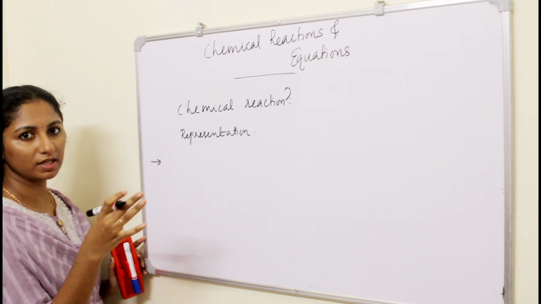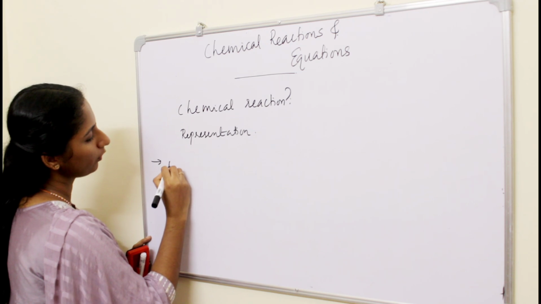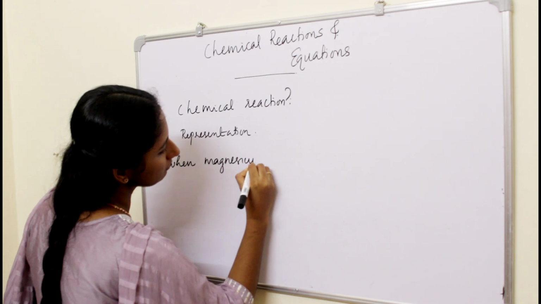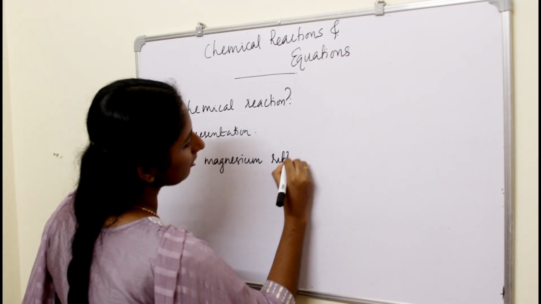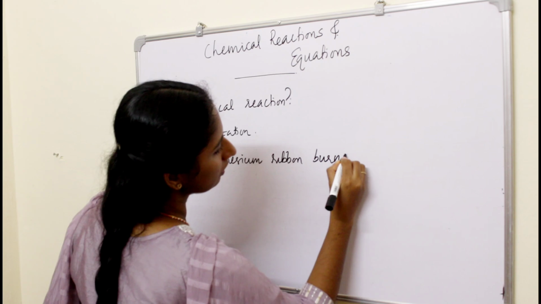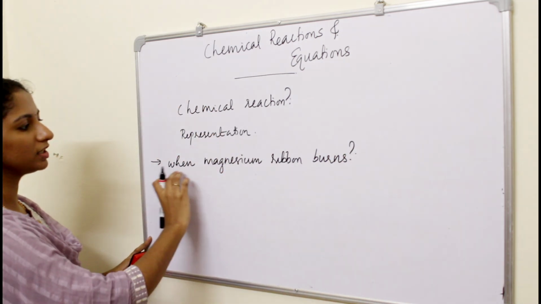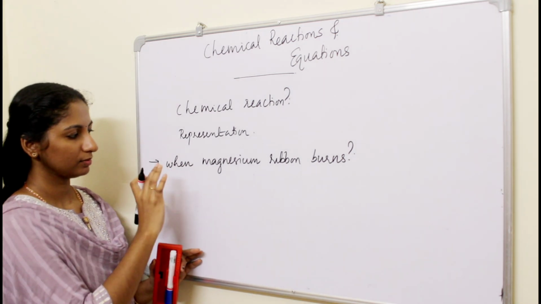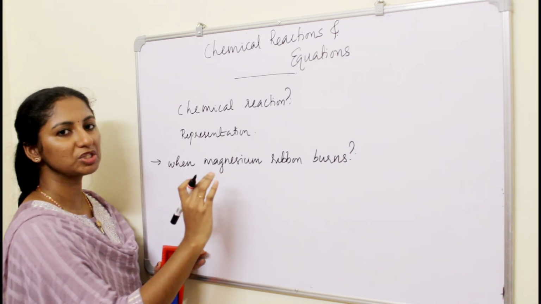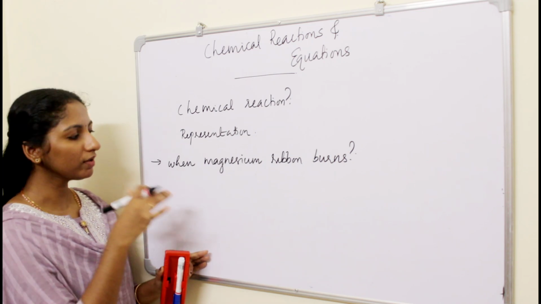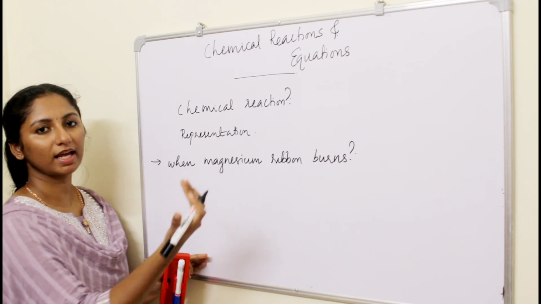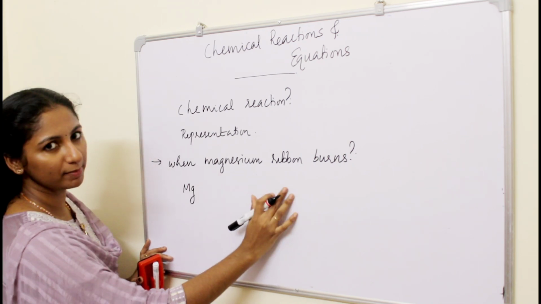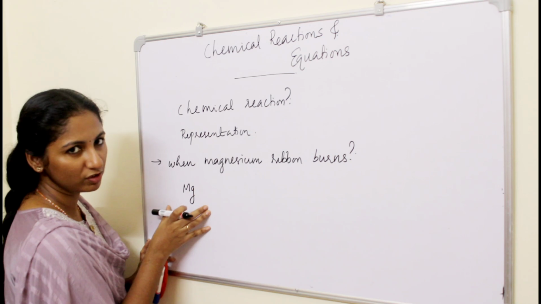In word form, we can represent this reaction: when magnesium ribbon burns. So how can we write this word equation as a skeletal equation? That means we can transform this word equation into a chemical formula, right? How can we write this word equation into a skeletal formula? Like this: we are taking magnesium ribbon, and within this magnesium ribbon, we will have magnesium.